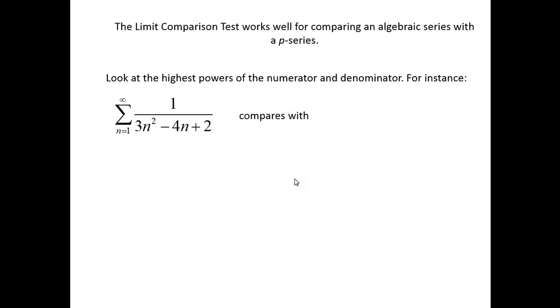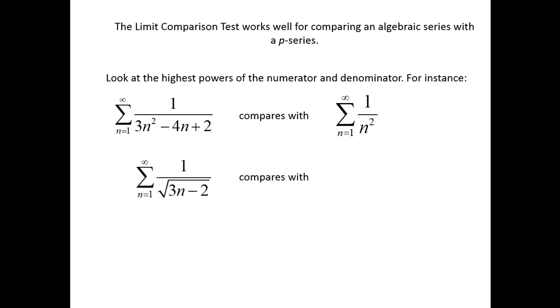Suppose we want to look at this series. An easy comparison would be to use 1 over n squared. 1 over n squared converges, since p is greater than 1. And if we did the ratio with this, we'd get a positive finite number because the powers would be the same. So that tells us our series converges.